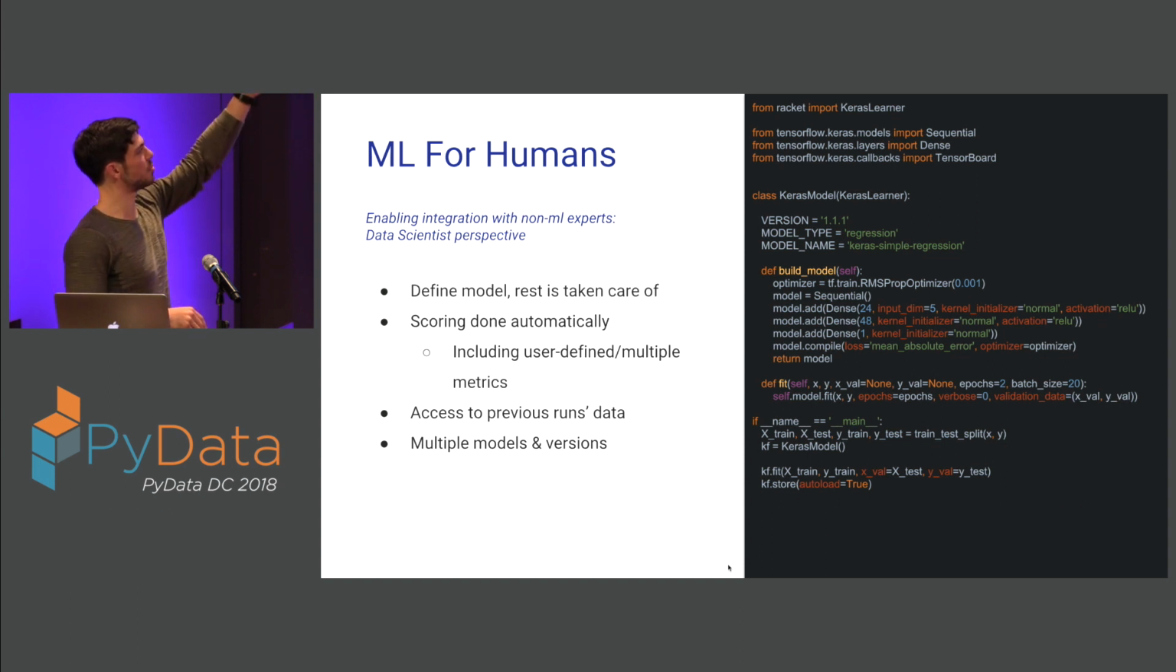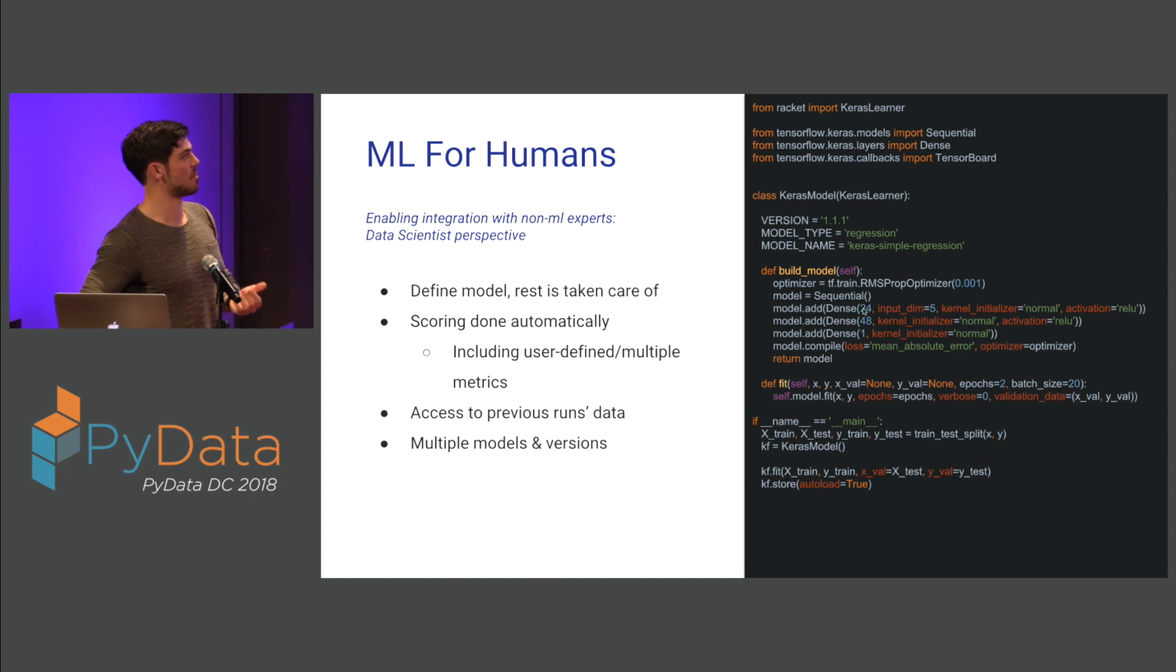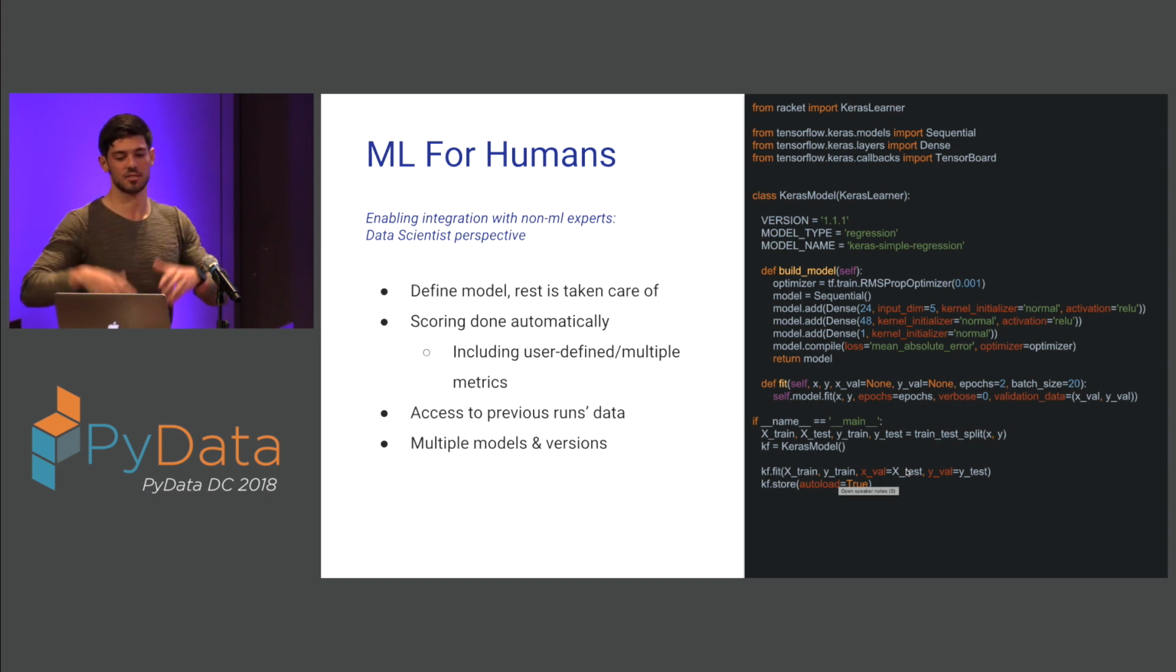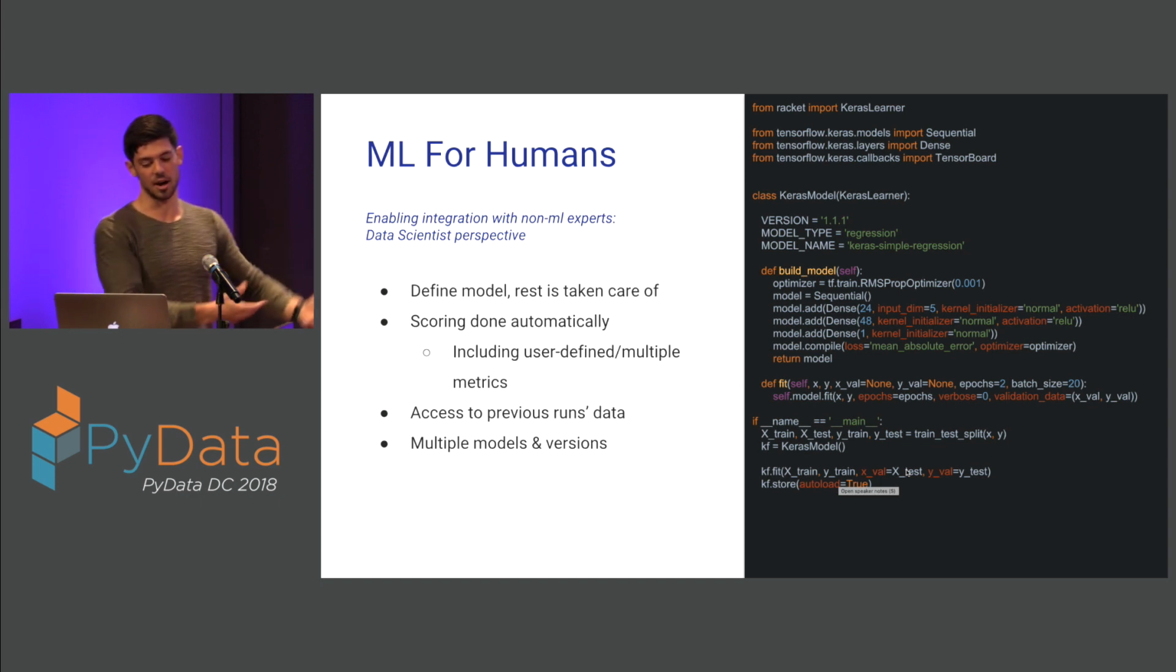So, the build model method is just a classic Keras sequential model that defines a few layers and returns the compiled model. All else that there is in this class is just the definition of a version, a name, and a model type, and a call to the store method, which basically does all the things that I mentioned, that is storing the model in the proper format, putting it into TensorFlow Serving automatically.